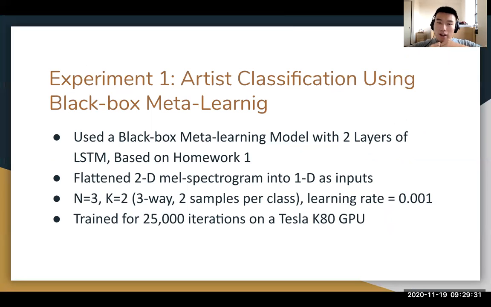For experiment one, I did artist classification using the black box meta learning model. This is similar to what we did in homework one with 2 layers of LSTM. I would flatten the 2D mel spectrogram into a 1D input. I did a 3-way 2 samples per class meta learning formulation using a learning rate of 0.001, and I trained for 25,000 iterations on a Tesla K80 GPU.